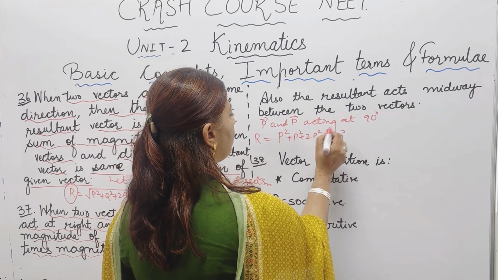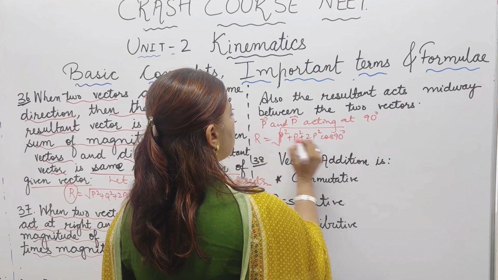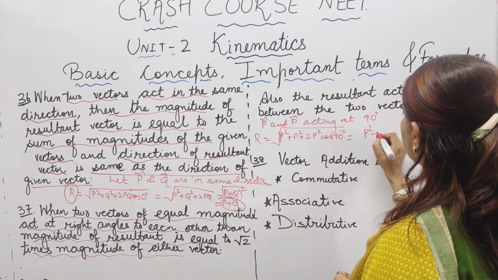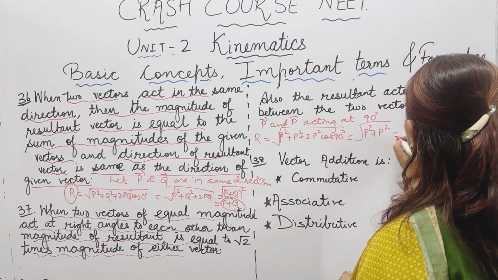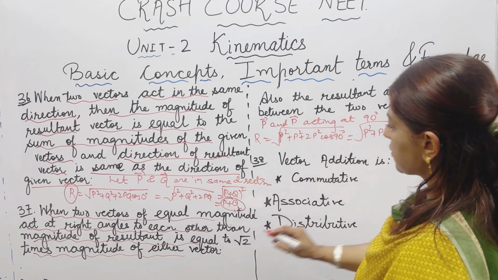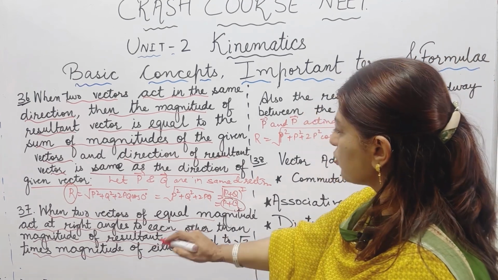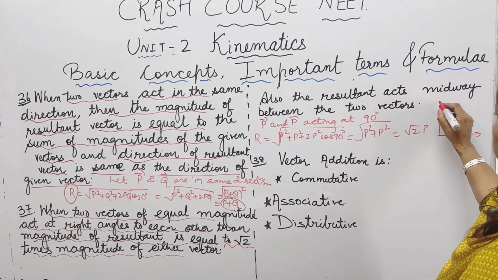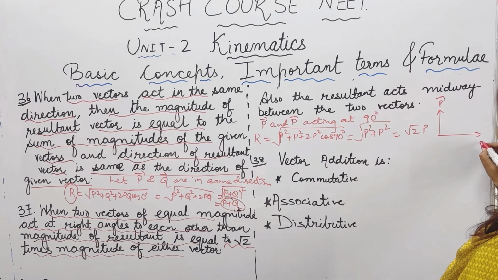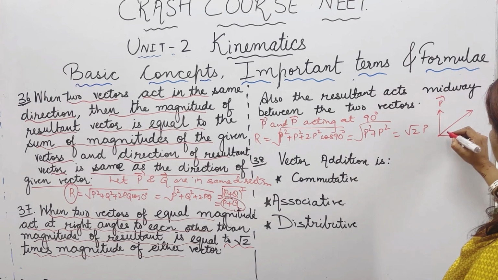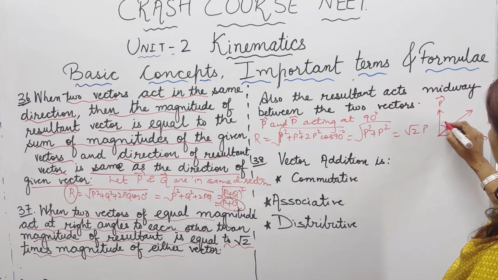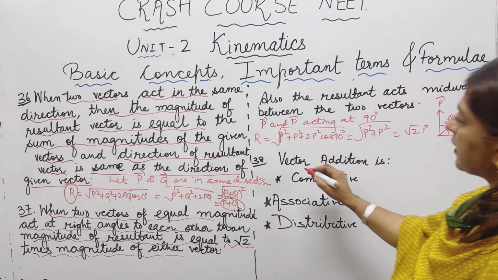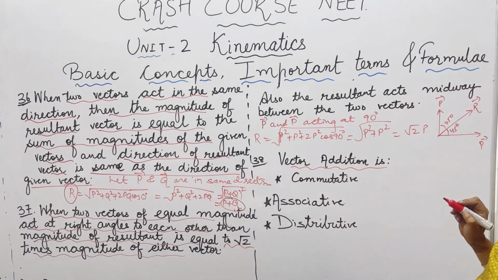Cos 90 is 0. So this comes out to be equal to the square root of P square plus P square, or root 2 P. This is what has been mentioned. It is root 2 times the magnitude of either vector, and the resultant vector for this will be at 45 degrees, that is, midway.